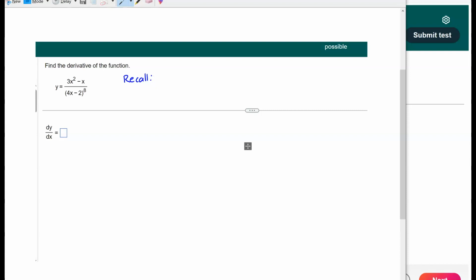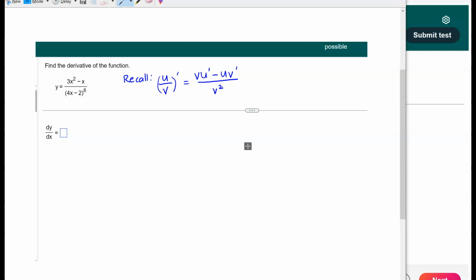So recall, we can use u over v, so this is of the form u over v. To find the derivative of u over v, the derivative of that is just equal to: low, the denominator v, times the derivative of the numerator. So low d high, that's v times u prime, minus high, so your u, d low, v prime, all over low squared. So that's the formula, that's the quotient rule.